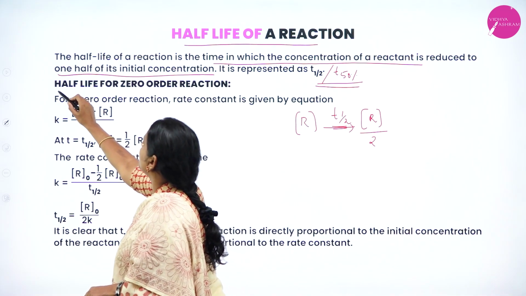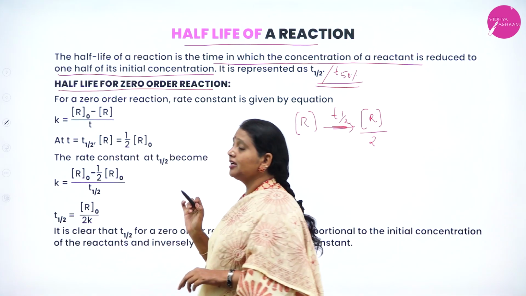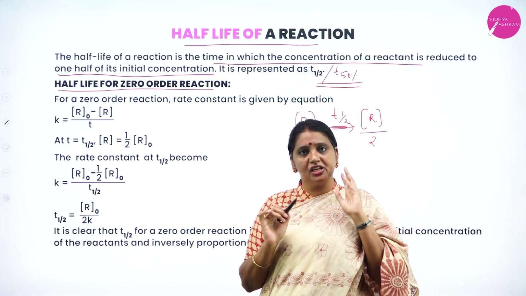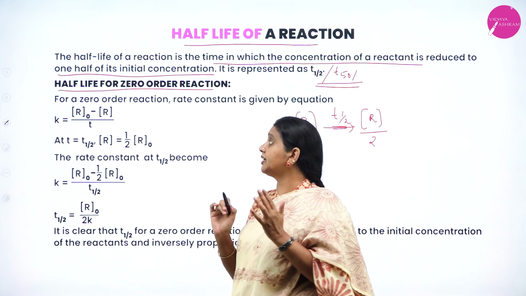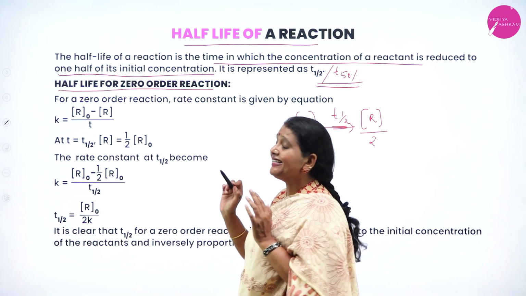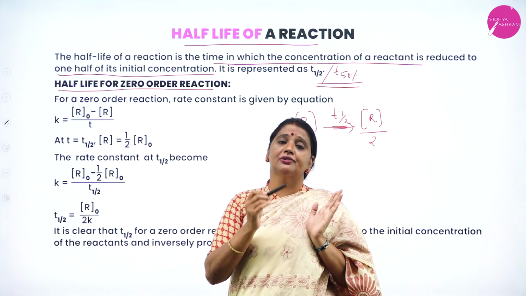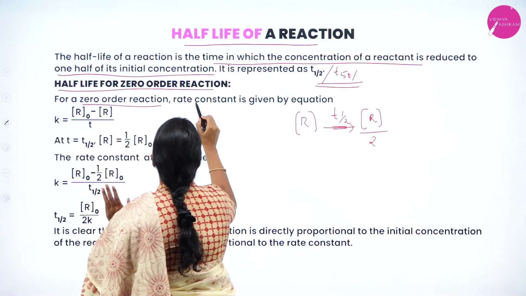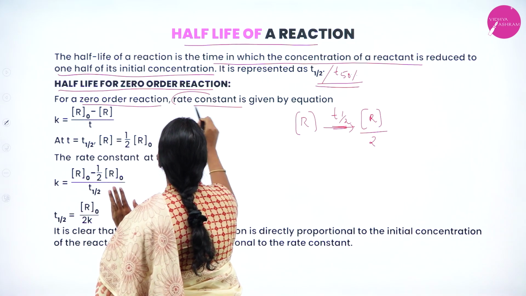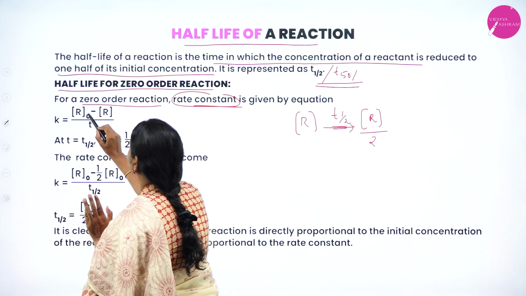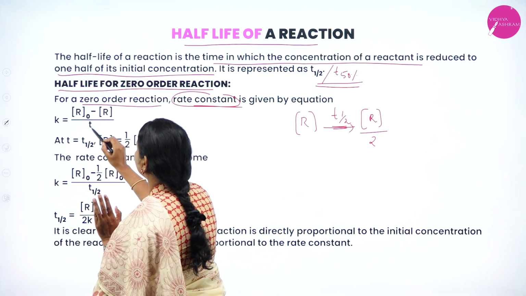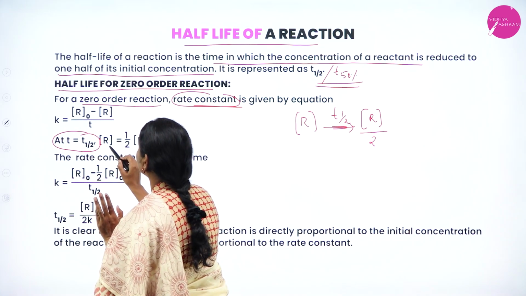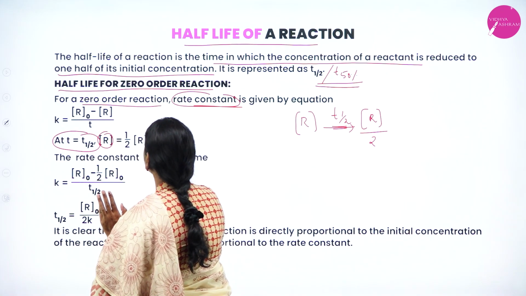Half-life for zero order reaction. To derive the half-life of a zero order reaction, you have to take the integrated rate equation that I derived earlier. Let us consider a zero order reaction. What is the integrated rate equation for the rate constant? K is equal to R0 minus R divided by T. Half-life period means in place of T you put T half and R will become R0 by 2.